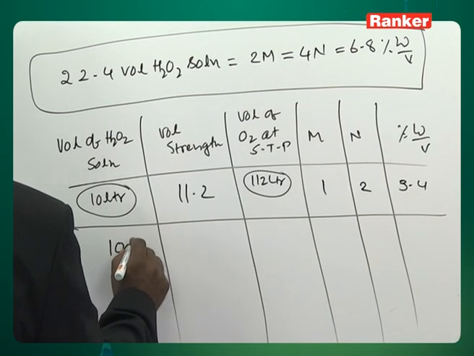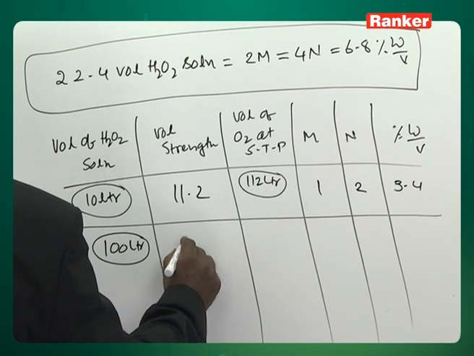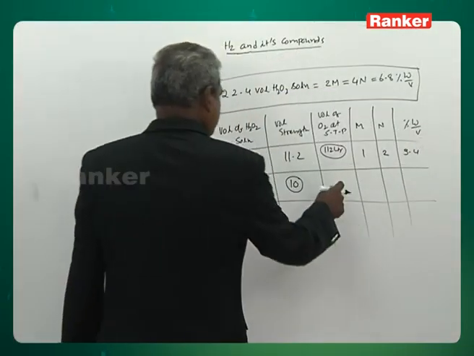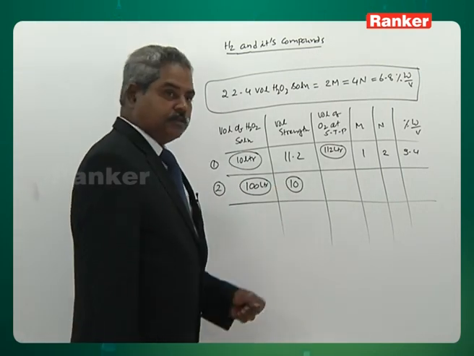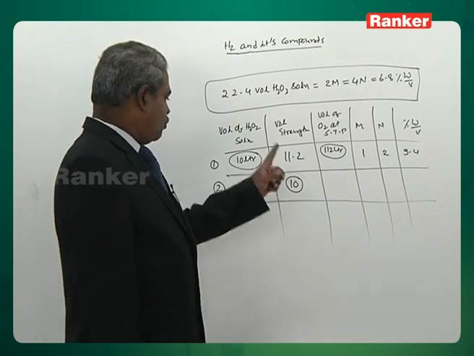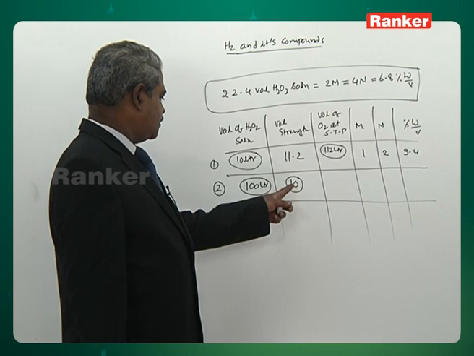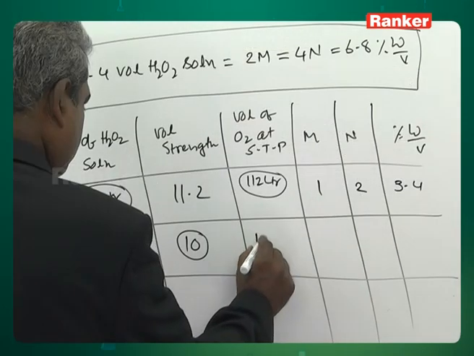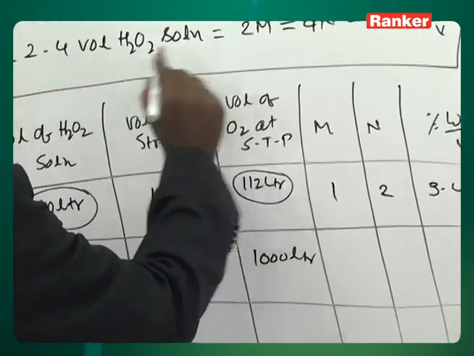100 liters, 10 volume. How much oxygen will I get? 10 volume means 1 liter gives 10 liters. So 100 liters gives 1000 liters of oxygen. 10 volume, 22.4 means 2 molar.